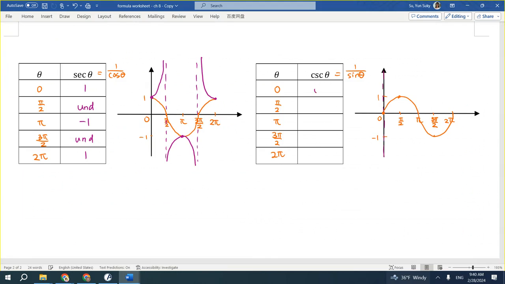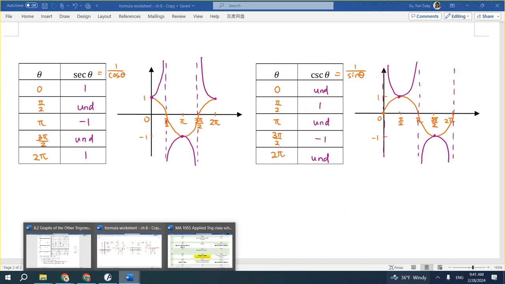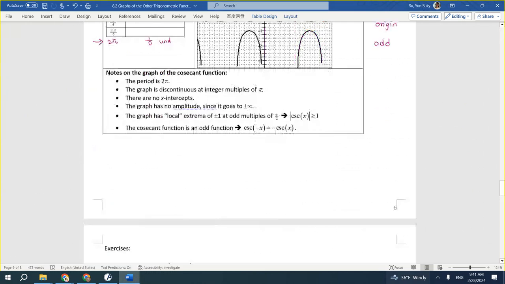Okay, so 1/0 is, you see, undefined. 1/1 is 1. 1/0 is undefined. 1/-1 is -1. And 1/0 is undefined. You flip it over. So it's up, down, up, down. Is that okay, everybody? This is how we draw the cosecant function. Any questions so far? All good? Okay, so let's continue.